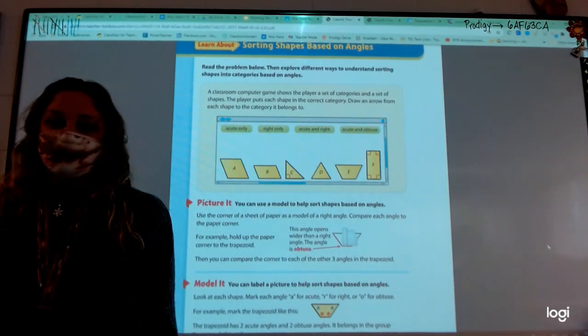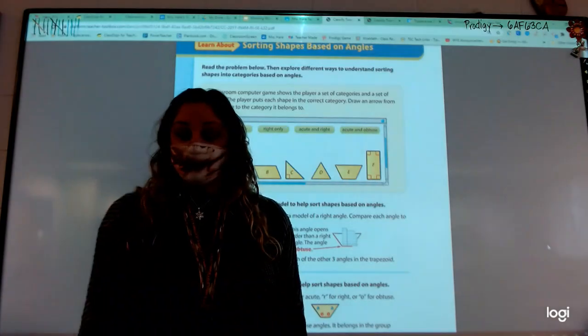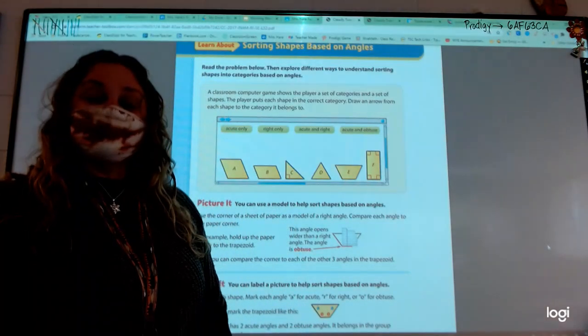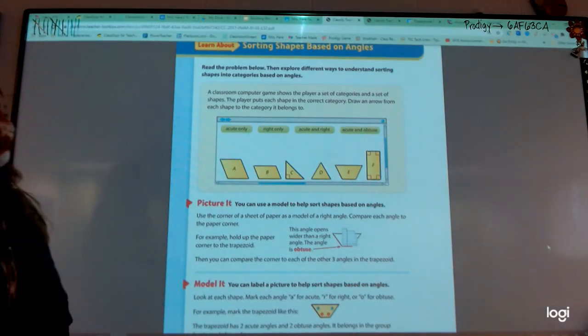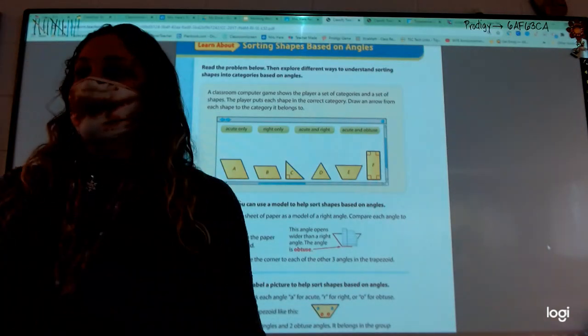All right, welcome to math class. This is our last new math lesson of the week, so everyone can get excited about that. You should be on page 394 in your math instruction book. It should look like this. All right, as always, when I write, you write.